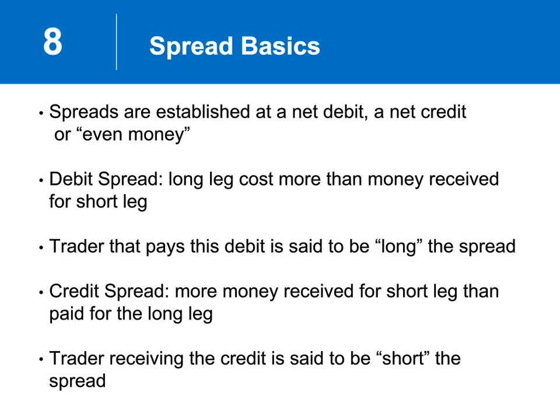Spreads are established or can be established at a net debit, a net credit, or even money. A debit spread is where the long leg costs more than the money received from the sale of the short leg. The trader that pays this debit is said to be long the spread. With a credit spread, more money is received from the sale of the short leg than is paid for the long leg, or the buy side. The trader that receives the credit is said to be short the spread.